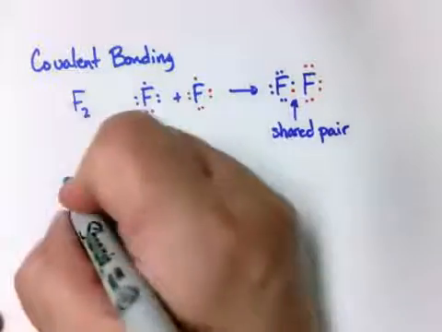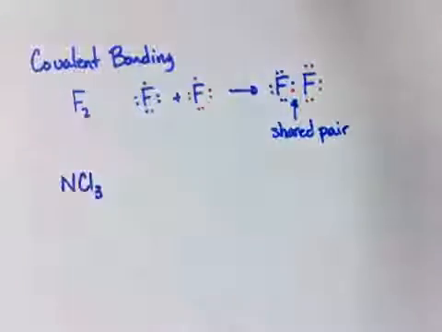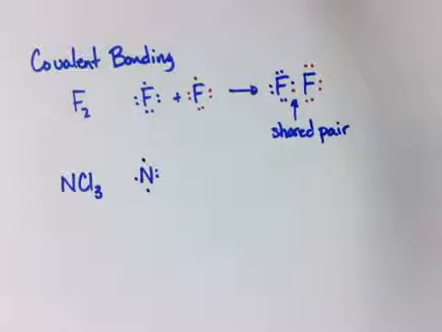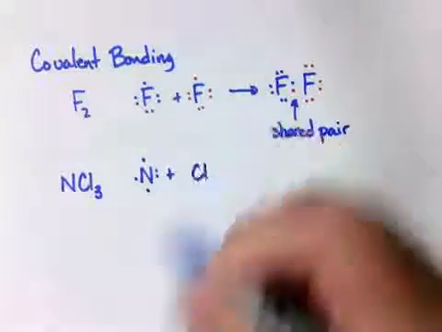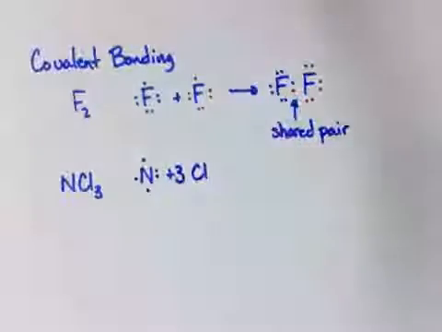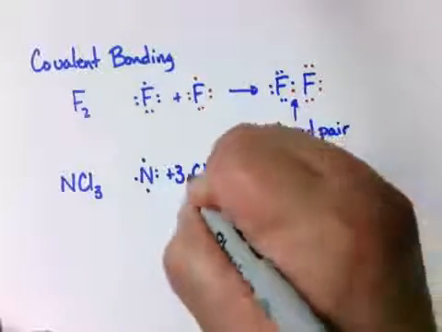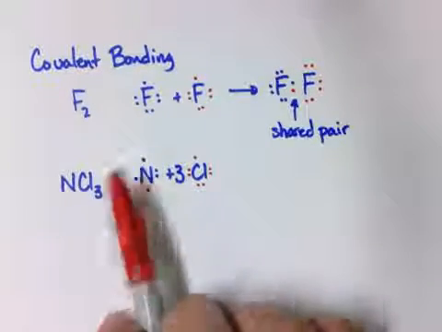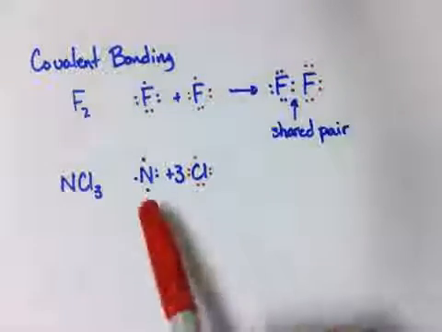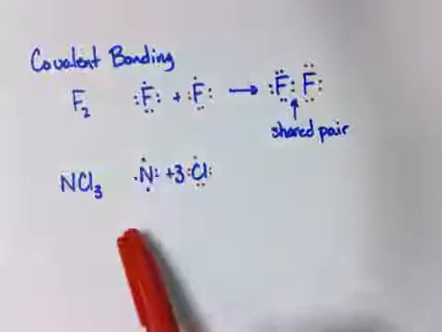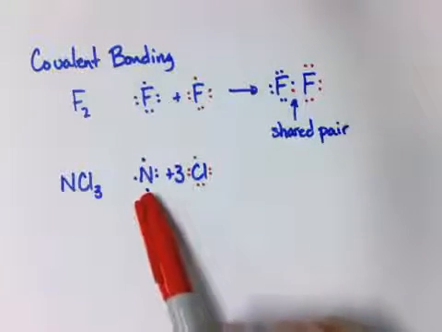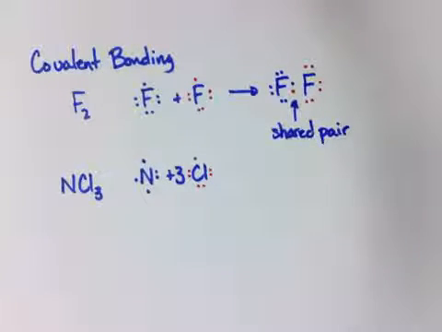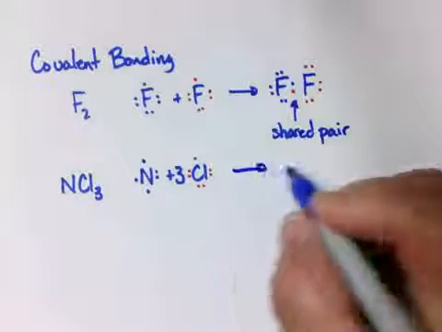Another example would be nitrogen trichloride. Nitrogen has 5 valence electrons, and chlorine, and we're going to need 3 chlorines, has 7 valence electrons. Nitrogen, since it has 3 unpaired electrons, has the possibility of forming up to 3 covalent bonds. If another element has an unshared electron that it can use to form a shared pair, then it will.